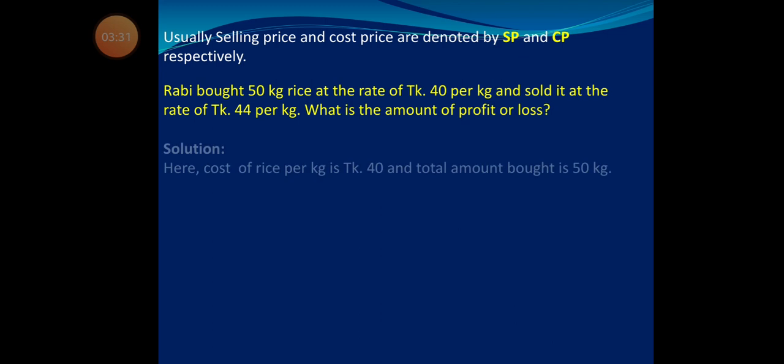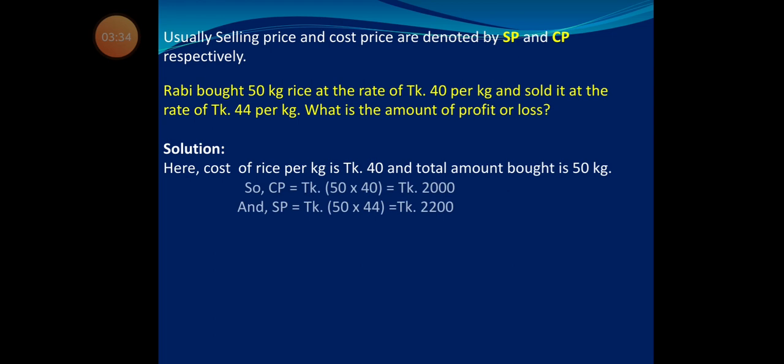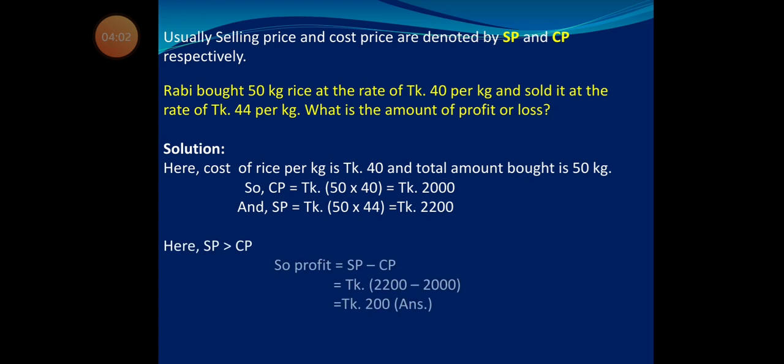So the cost price is taka 50 times 40 equals taka 2000, and the selling price is taka 50 times 44 equals 2200. As you can see, the selling price 2200 is higher than the cost price 2000. So we are at profit, and to get the profit we just subtract the cost price from the selling price. Here it follows: selling price is higher than cost price, and the profit is selling price minus the cost price. And in this case, 2200 minus 2000 equals taka 200. It is our profit.